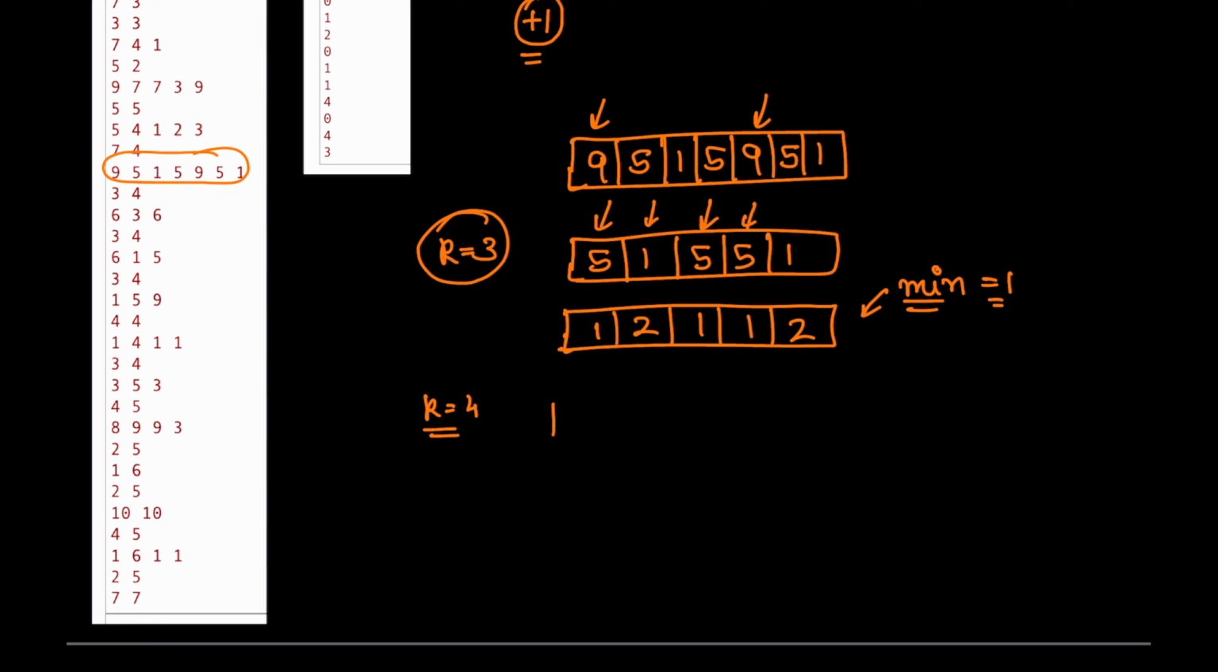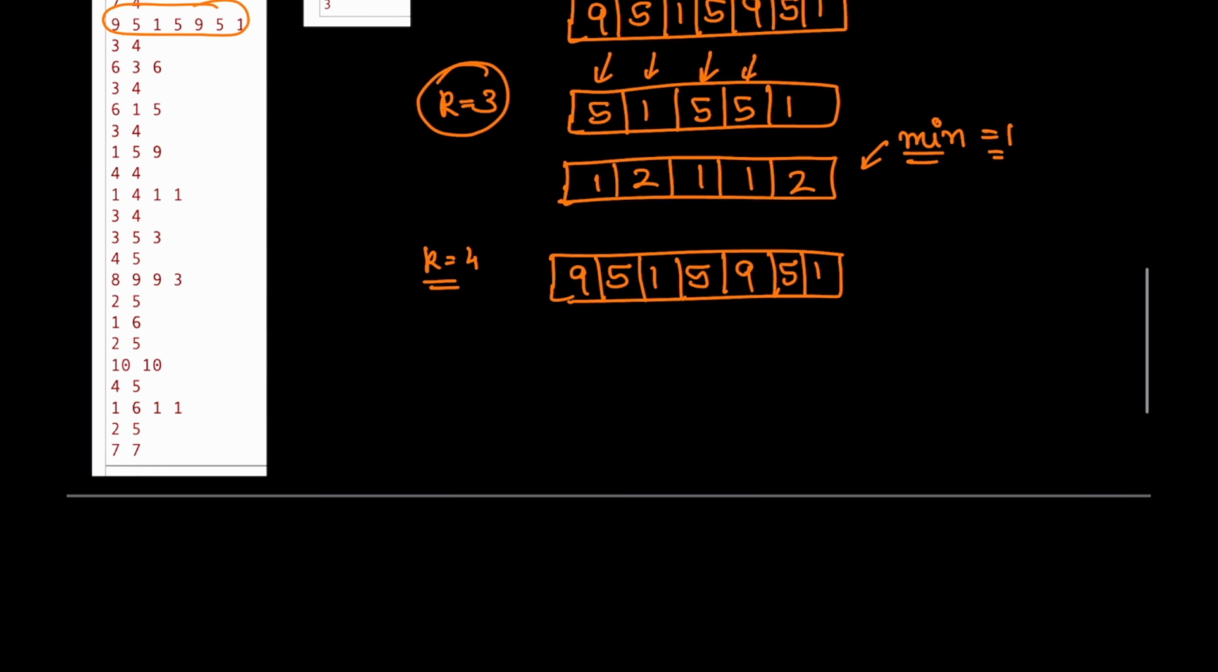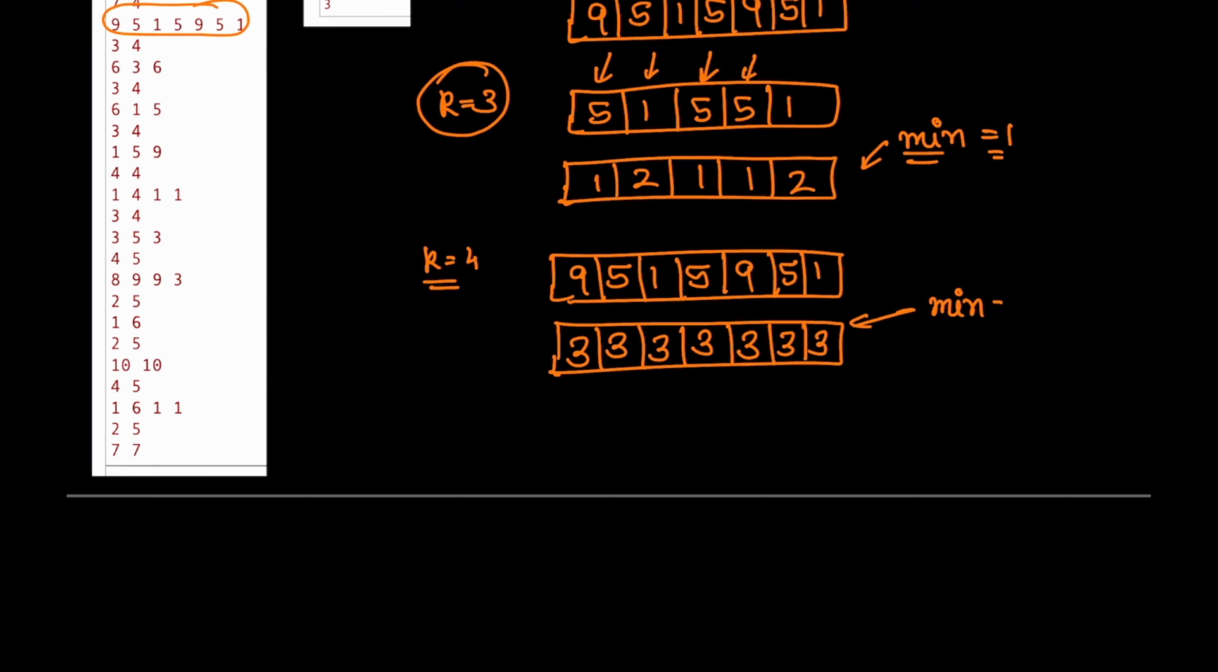Now let's take the original array. Let's apply the same approach here and see. In order to make 9 divisible by 4, the nearest possible divisible number would be 12. So we need to apply 3 operations here. Similarly for 5 we need to apply 3 operations. For 1 also we need 3. For 5 also we need 3 operations. For 9 again we need 3 operations. For 5 again we need 3 operations and for 1 again we need 3 operations. So the minimum of these would be 3.